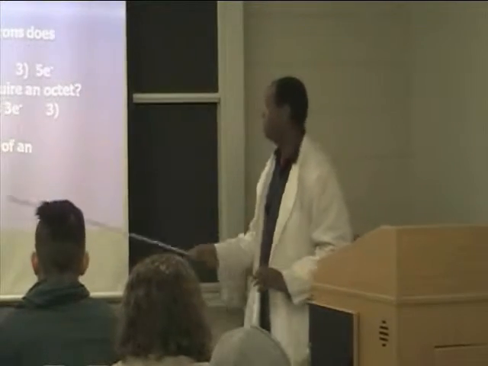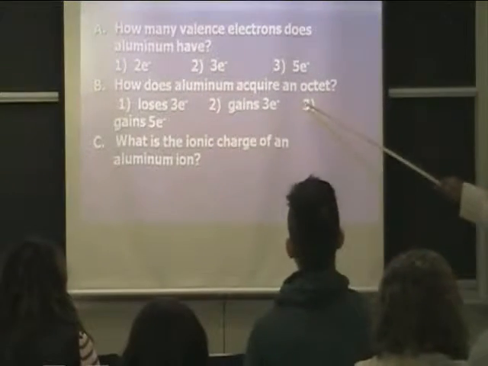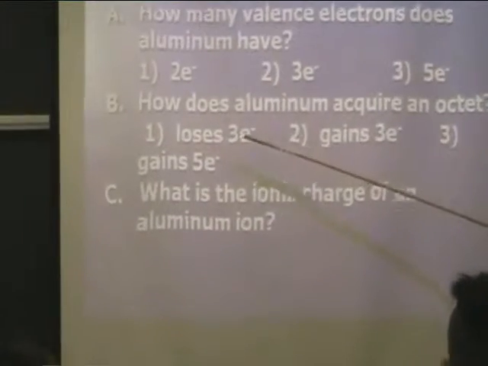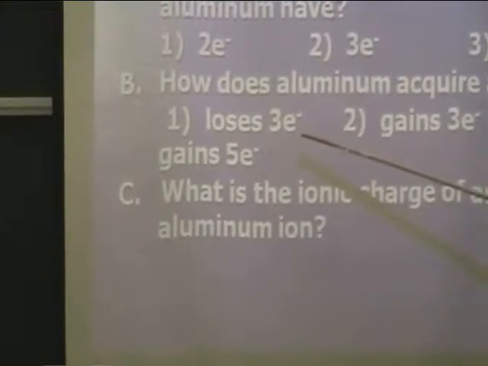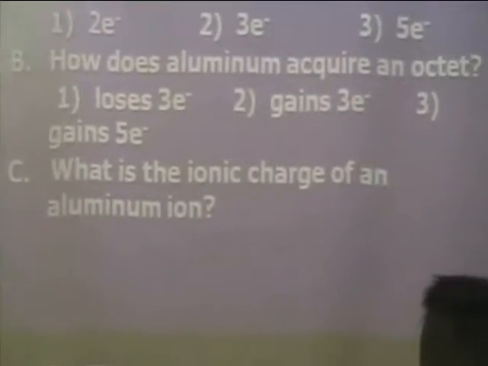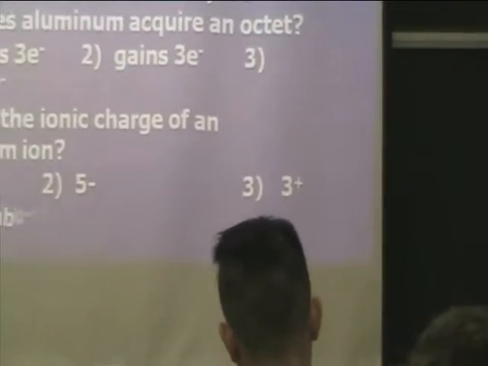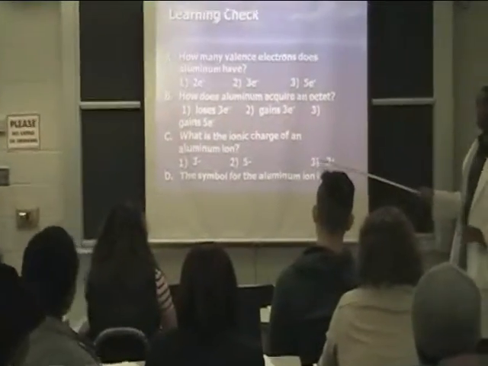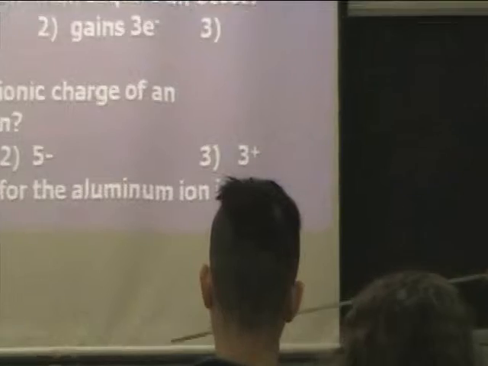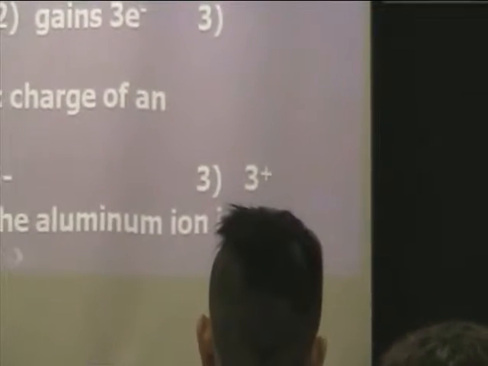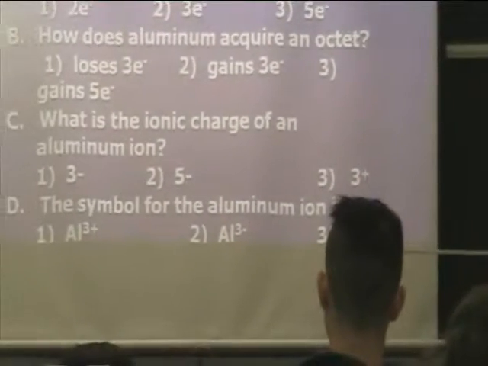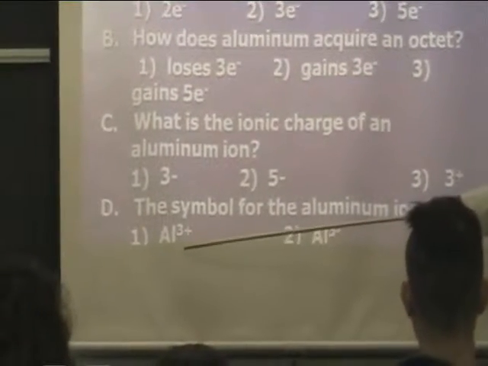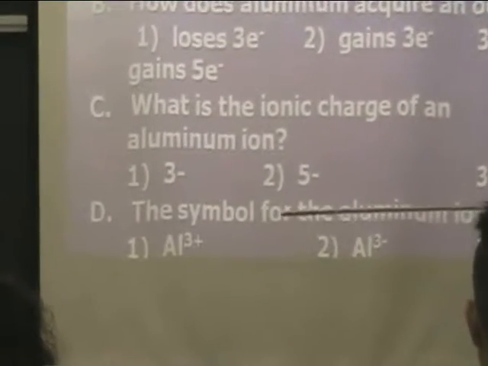So what's the answer here? How does aluminum acquire an octet? Number 1, it loses 3 electrons. Does that make sense, everybody? If anybody has any question, please let me know. Okay. What is the ionic charge of an aluminum ion? It should be 3 plus because it's a positively charged ion. It's a metal, so it should be 3 plus. And in that regard, what's going to be the symbol for the aluminum ion? Al 3 plus, right? Does that make sense, everybody?